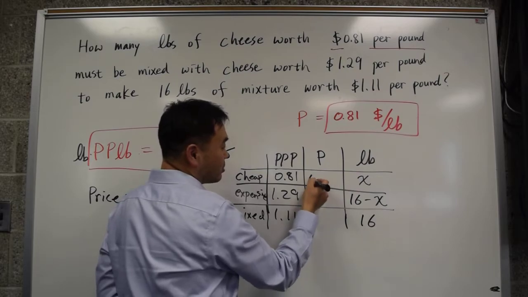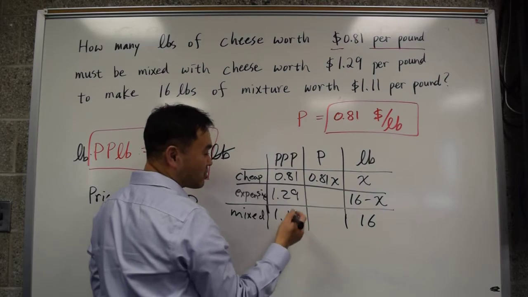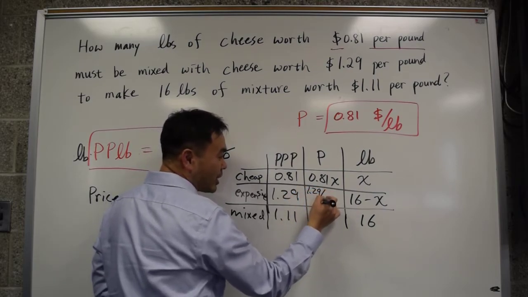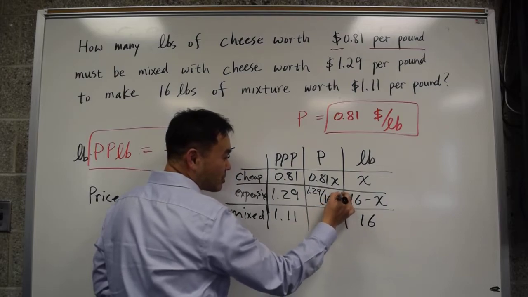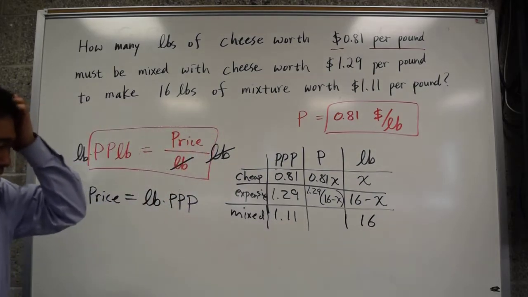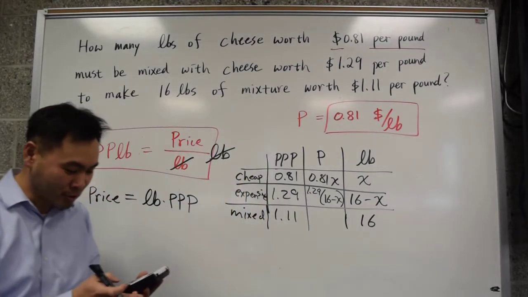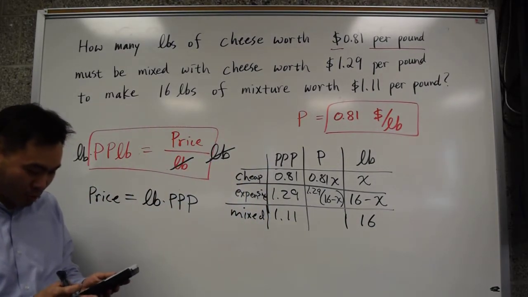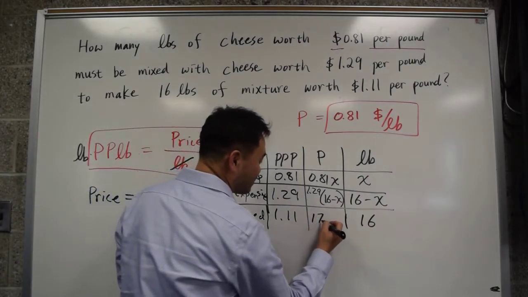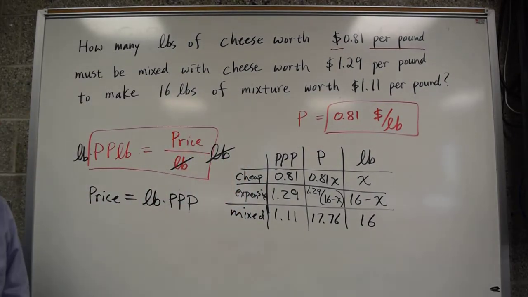So you put 0.81x, and I don't have enough space here, so forgive me for writing small, 1.29 times 16 minus x. And this will be 16 times 1.11. How do you do that? 16 times 1.11. Oh, I have a calculator here. Thank you for the calculator. So 1.11 times 16 is 17.76. Okay, so we filled everything.